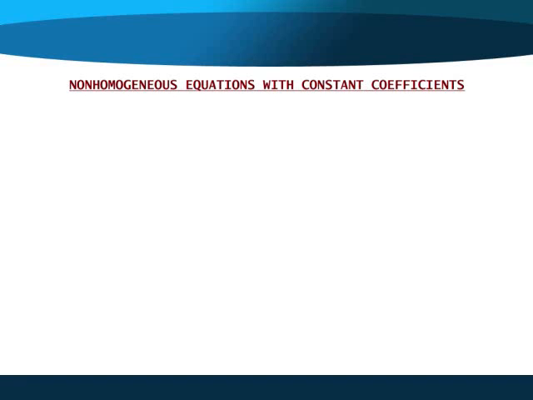In this video, I'm gonna talk about how to solve non-homogeneous differential equation with constant coefficients using the method of variation of parameters. Given y double prime plus y equal to 1 over 1 plus sine x, find the general solution.